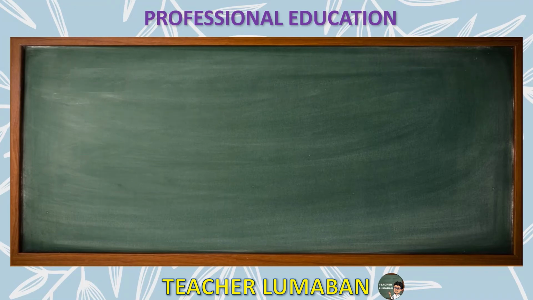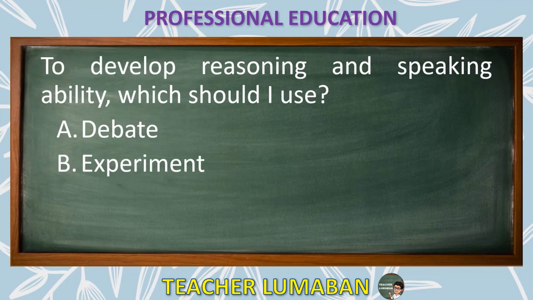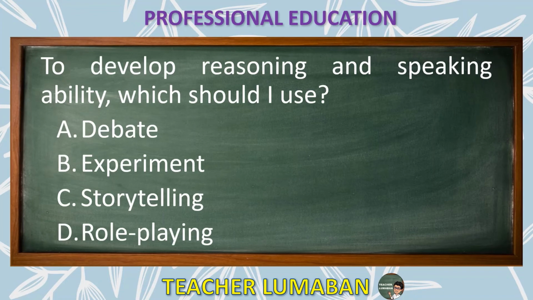To develop reasoning and speaking ability, which should I use? Letter A, debate. Letter B, experiment. Letter C, storytelling. Letter D, role-playing. Choose the suitable answer based on the given choices in 5 seconds. 5, 4, 3, 2, 1. The correct answer is letter A, debate. To develop reasoning and speaking ability, you should use debate.